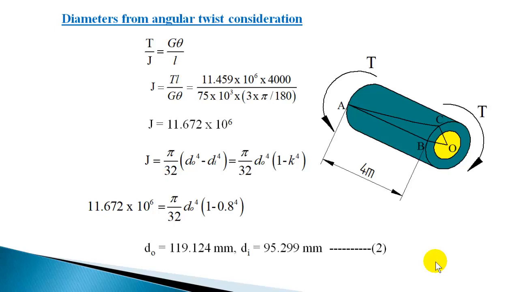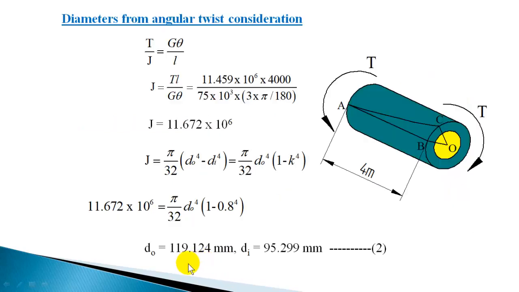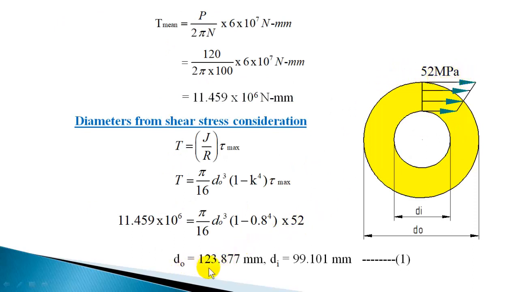To satisfy both, let us check the values. This is a maximum diameter, 119.124. Diameter can be more than this, but not less than this. This is the minimum required to satisfy the angular twist constraint. Now for shear stress consideration, the minimum outer diameter is 123.877, so you cannot go below this. So this second value is not possible, because if you use it, shear stress will go beyond 52 megapascal. For 52 megapascal, this is the diameter required, so if you use a diameter less than this, shear stress will increase. So the second solution is not possible, and you have to take the first solution as the minimum diameter of the shaft.